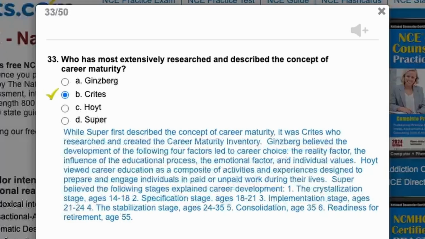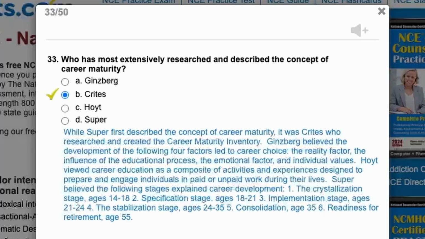inventory. Ginsberg believed the development of the following 4 factors led to career choice: the reality factor, the influences of the educational process, the emotional factor, and individual values. Hoyt viewed career education as a composite of activities and experiences designed to prepare and engage individuals in paid or unpaid work during their lives.